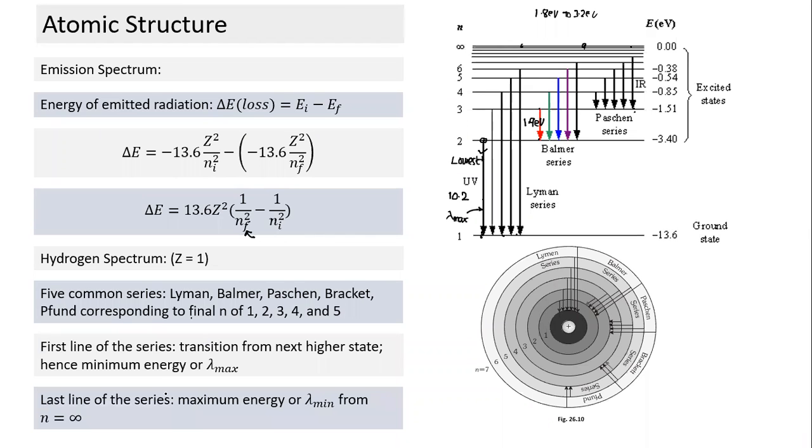And the last line of the series is maximum energy, and maximum energy is minimum wavelength. From where? This will be equal to lambda min for the Lyman series. Similarly, this is equal to lambda max, and here lambda min will come like this for the Balmer series. So I hope you understand what is the first line of a series.